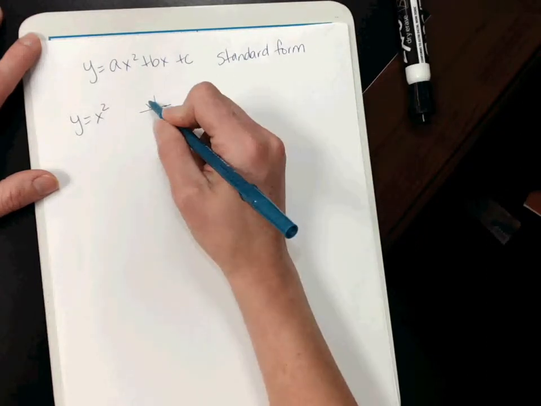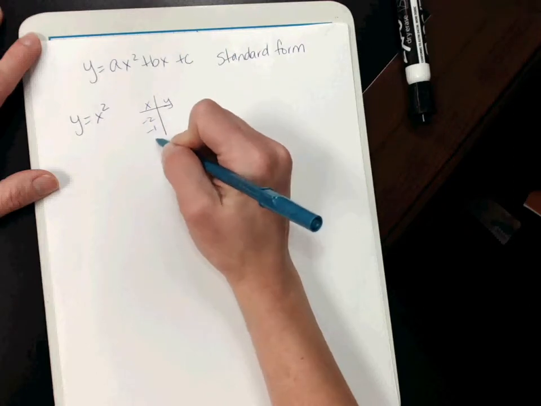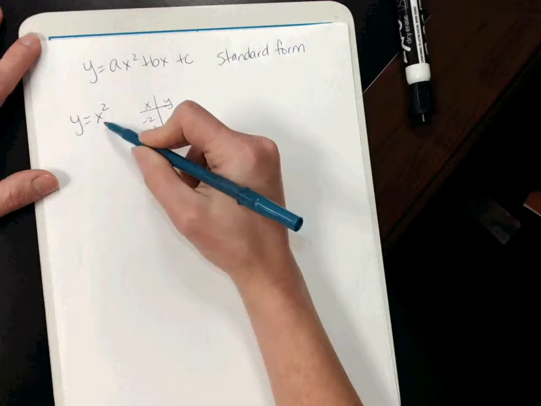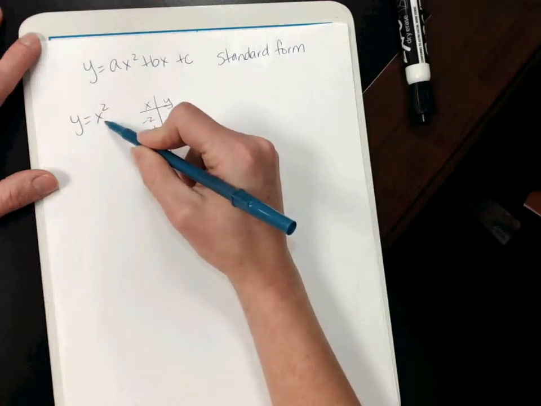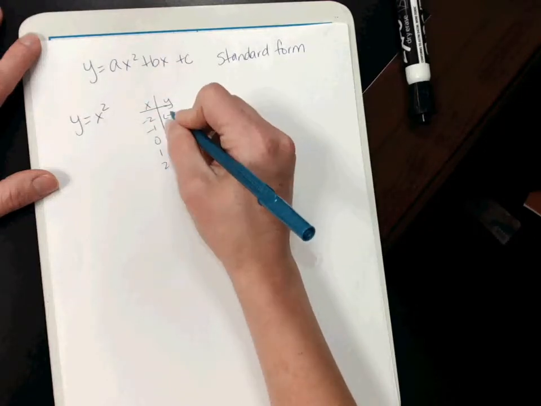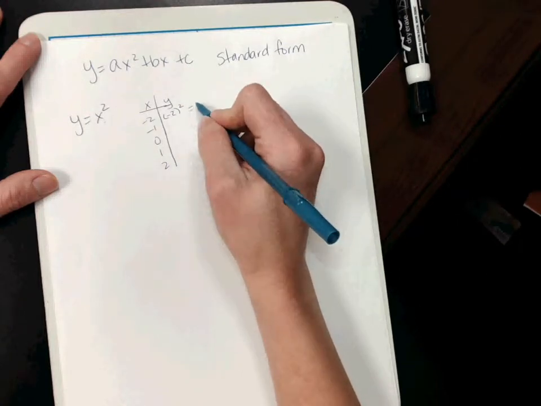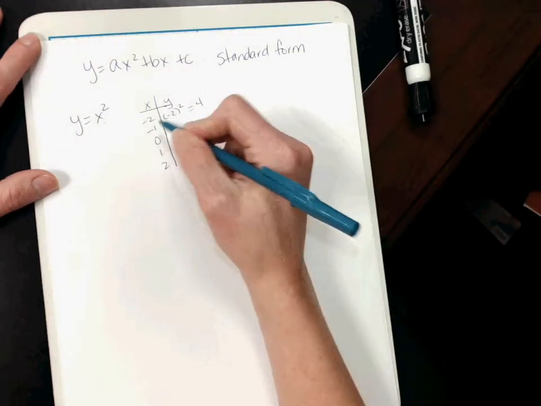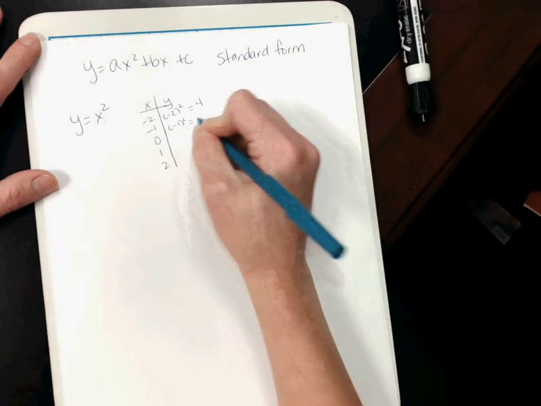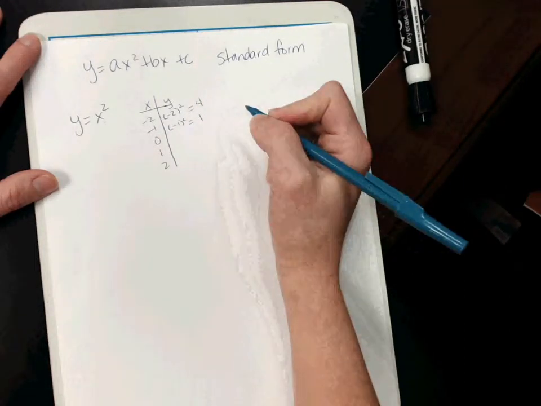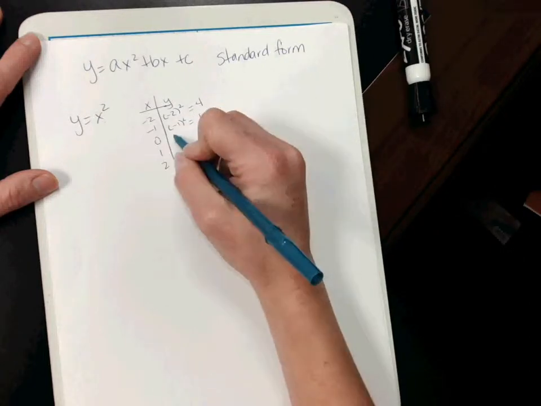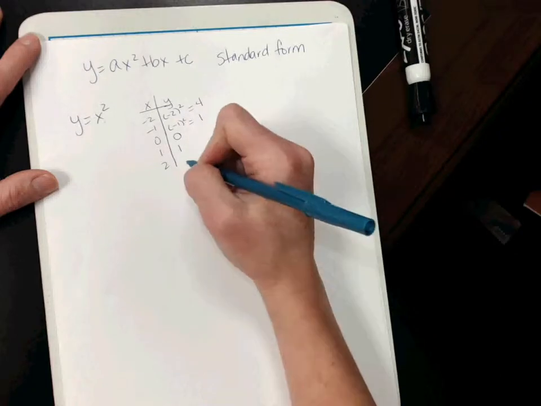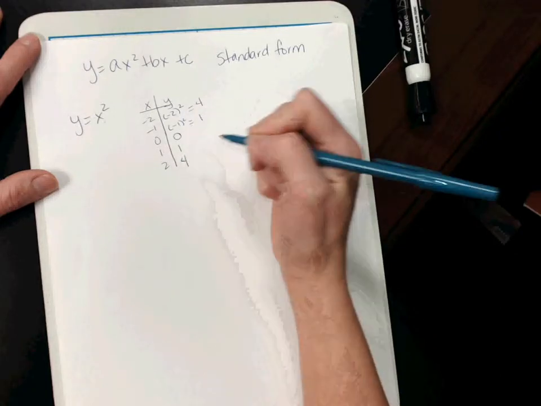So let's look at -2, -1, 0, 1, and 2. If I plug in -2 for x squared, that's going to give me -2 squared. So -2 times -2 is 4. If I plug in -1, I get -1 times -1 is 1. Plug 0 in, I get 0. 1 in, 1 times 1 is 1. And plug in 2, 2 times 2 is 4.